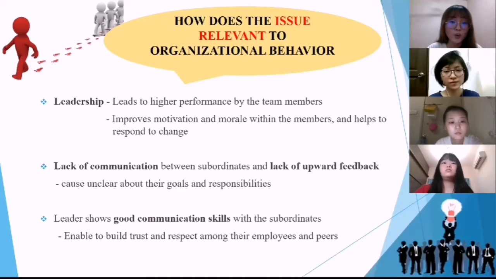Therefore, as a leader, we need to demonstrate the ability to communicate clearly and effectively with our subordinates or other employees. If leaders show good communication skills with their subordinates, it will enable them to build trust and respect among their employees and peers. If the employees have trust in their leaders and are well aware of what is going on around them, they will be most gratified and energized. That's all from me. Next.